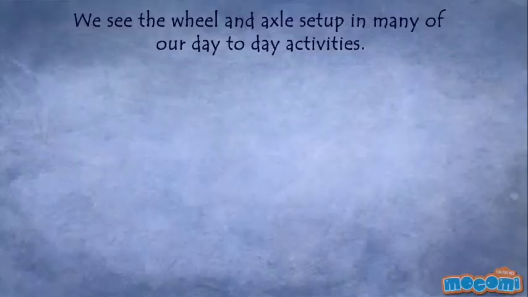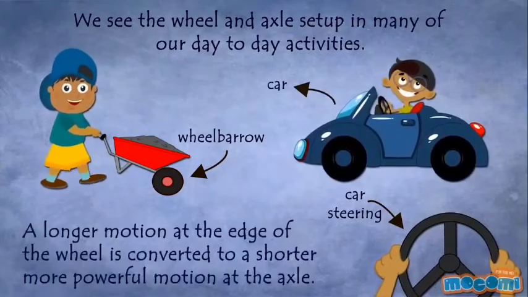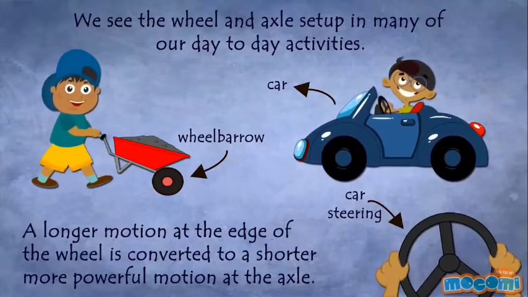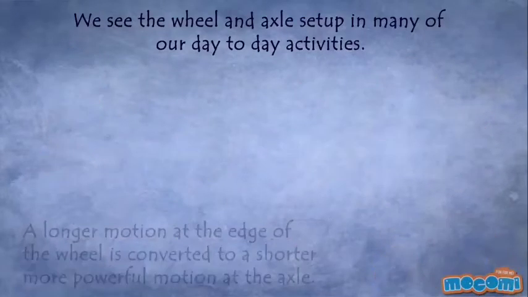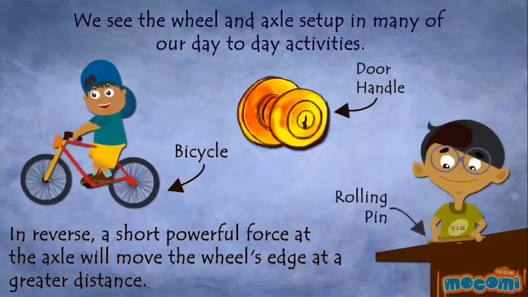We see the wheel and axle setup in many of our day-to-day activities. A longer motion at the edge of the wheel is converted to a shorter, more powerful motion at the axle. In reverse, a short powerful force at the axle will move the wheel's edge at a greater distance.